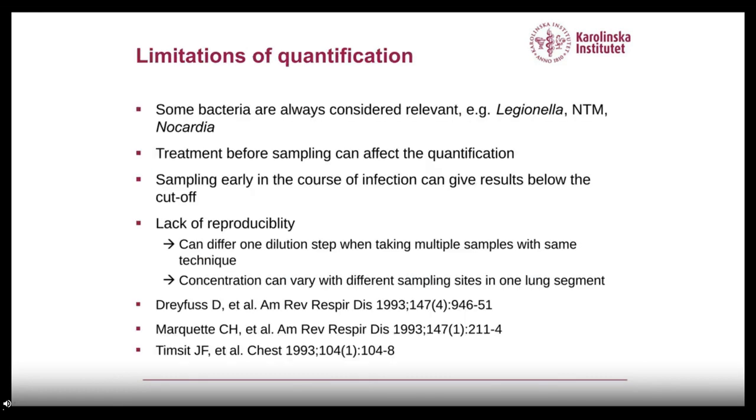So some of the limitations of the quantifications is that for some bacteria, it's not really considered relevant to consider that you have some kind of colonization or safe level. Another important aspect is that treatment before sampling can affect the quantification and can obviously also lead to false negative results. Sampling early in the course of infection can give you results below the cutoff.